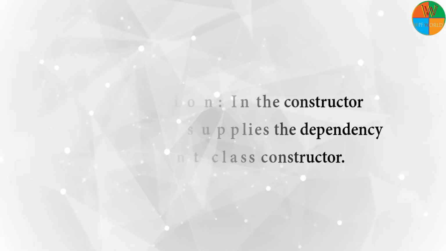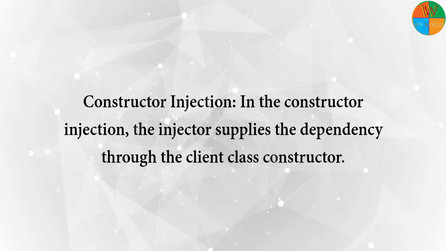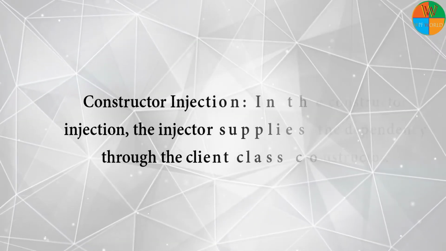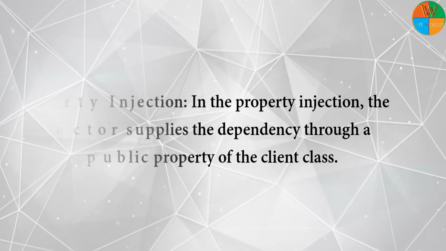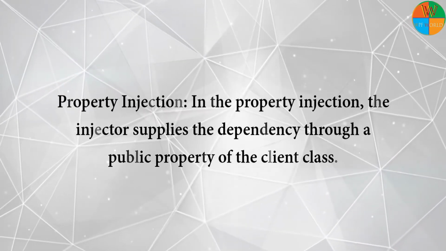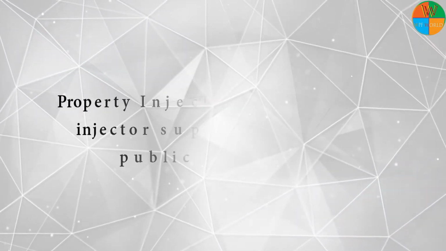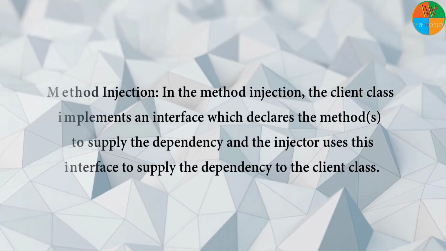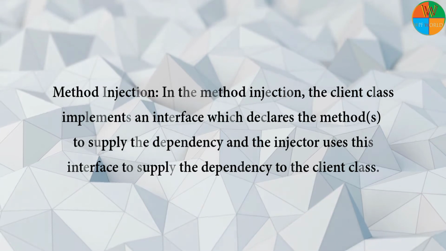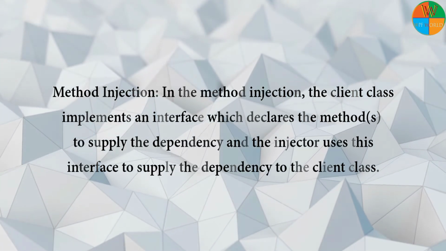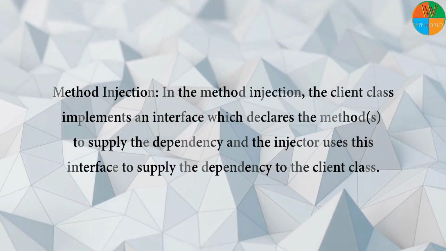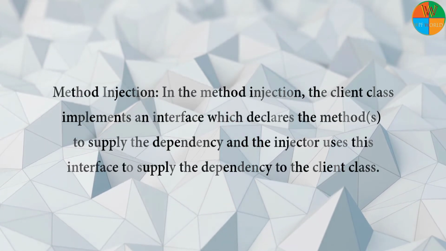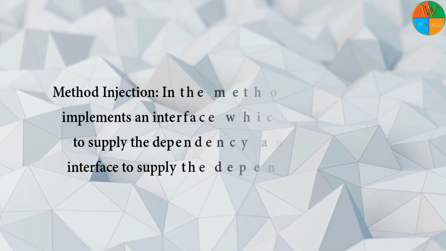In the constructor injection, the injector supplies the dependency through the client class constructor. In the property injection, the injector supplies the dependency through the public property of the client class. In the method injection, the client class implements an interface which declares the method to supply the dependency, and the injector uses this interface to supply the dependency to the client class.